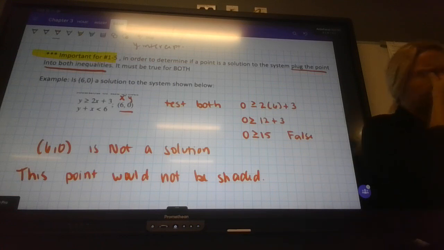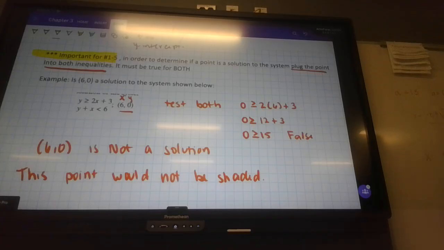So it might feel like you have a long assignment, but the graphs are already graphed for you. You're looking for details like dashed lines and shading. And then the other ones are plugging in.